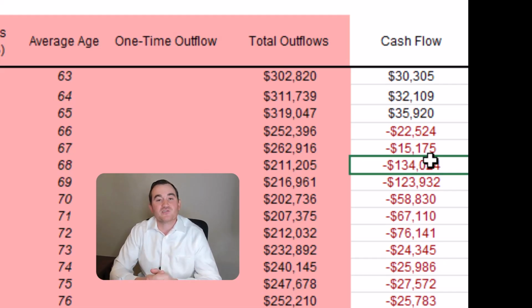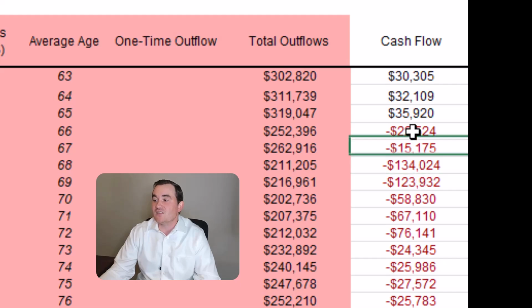In these few years, they don't have their full income from Social Security because the first spouse is waiting until the age of 70 to take Social Security. So their cash flow improves a bit. They need a little bit less. There's a little less stress being put on their assets once they start receiving their full retirement income.